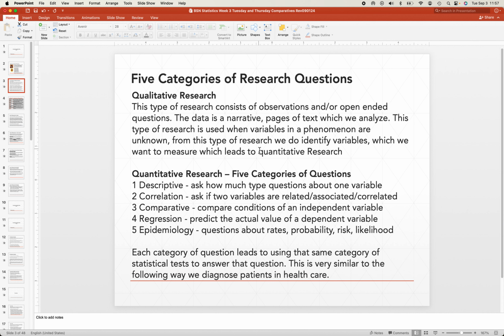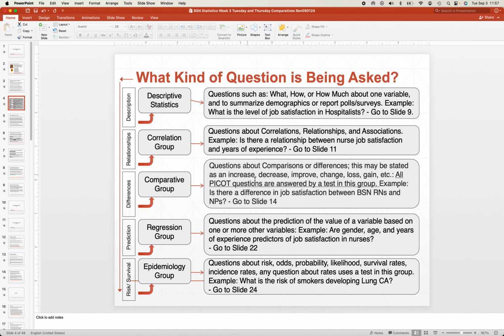Each category has a different type of question, leads to a different type of answer, and gets more and more information, stronger and stronger evidence for us in understanding a phenomenon. This is part of my algorithm. I'll bring it back up in the last part of this session, but you could think of it this way: we have a question, and we're going down this list to find out where that question best fits in. So if we have something like, what is the level of job satisfaction in nurses?